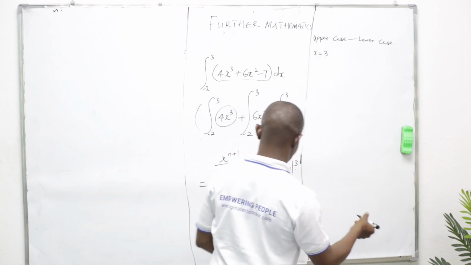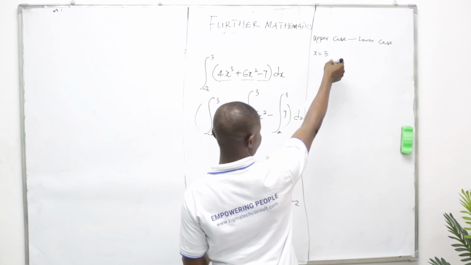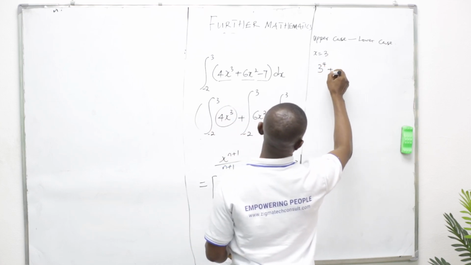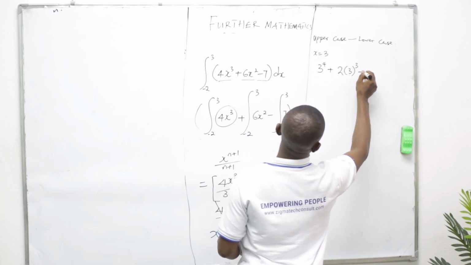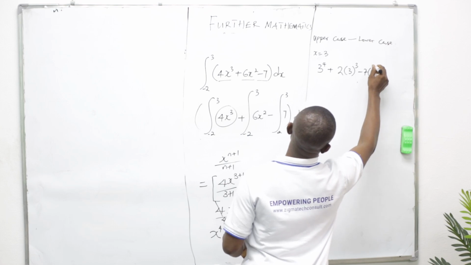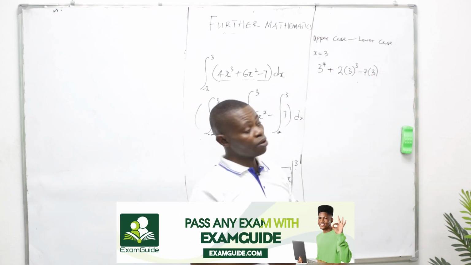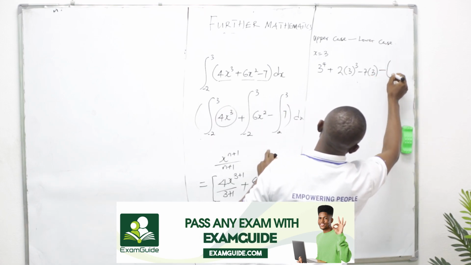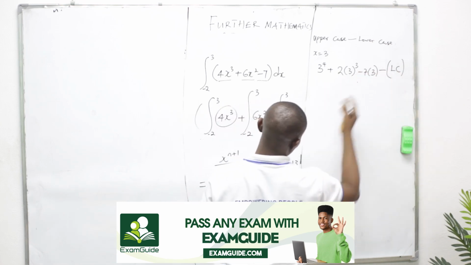Let us provide a solution for uppercase when s is 3, which is the uppercase. 3 power 4 plus 2 bracket 3 raised to power 3 minus 7 into 3. Remember the formula, uppercase minus lowercase. I will now have to introduce minus bracket lowercase. Let's settle this so that we can count for this.